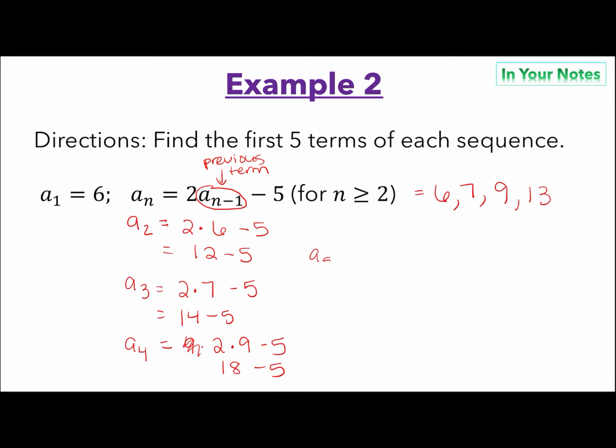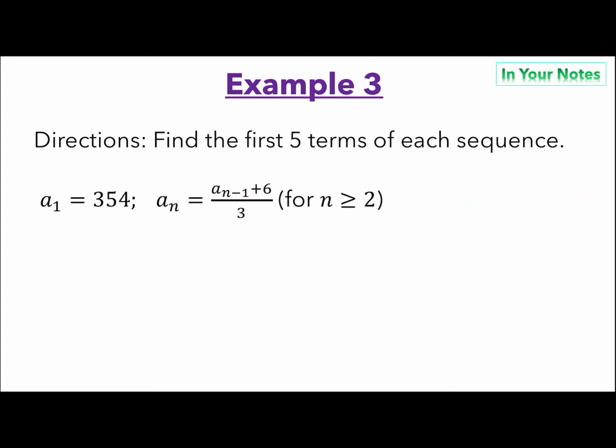We got one more to do, a sub 5. Following the formula, 2 times the previous term, which is 13, minus 5. 2 times 13 minus 5. That's going to be 26 minus 5, which is 21. There's our answer.